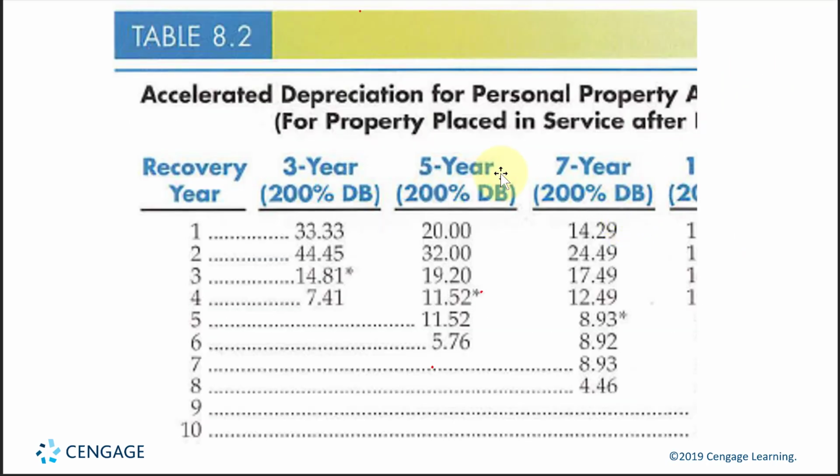So in our textbook, here in this table 8.2 is a half year convention table. Again, this is the default for most businesses, for most property placed into service. So we're going to be using these two columns here. So in the first year, you place into service a 5 year property, you're going to take 20% of its costs and deduct it as depreciation.